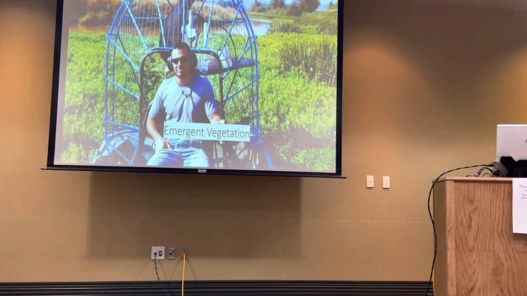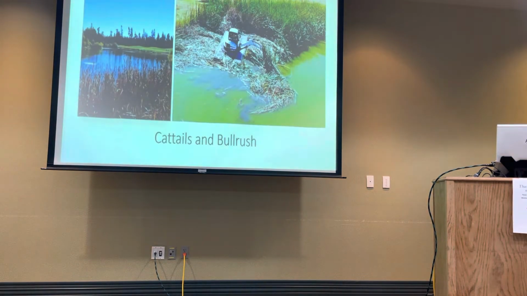Next, we're going to talk about emergent vegetation. Here's one of our associates from probably about 10 years ago, riding our airboat, doing some emergent invasive control. So first off, there's cattails and bulrush. These are native plants. A lot of times they're good to have on your shoreline. Sometimes they become noxious and they want to be removed.